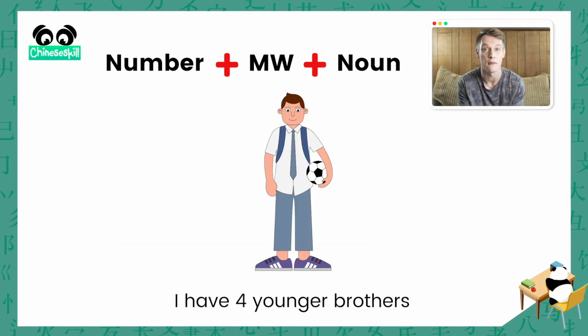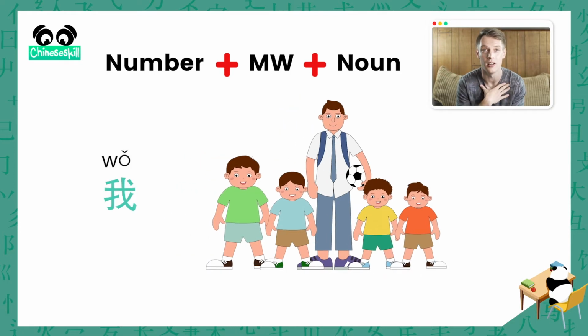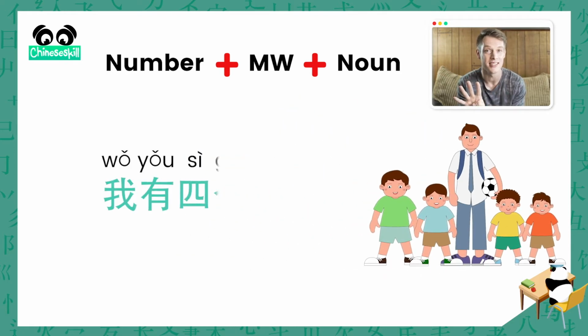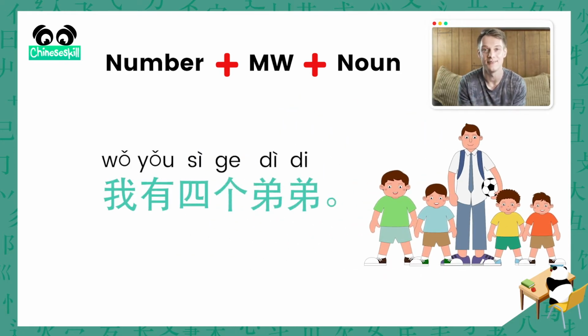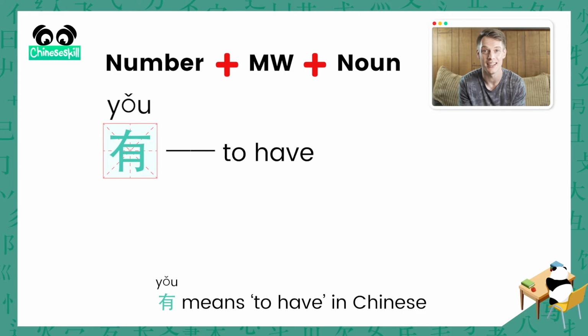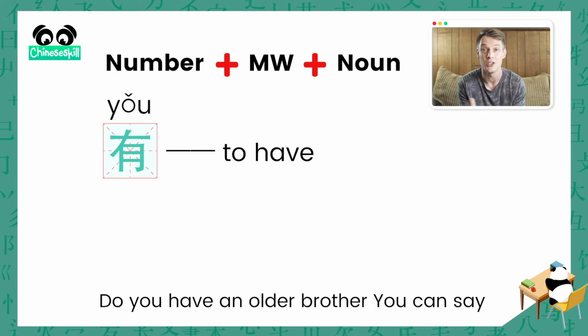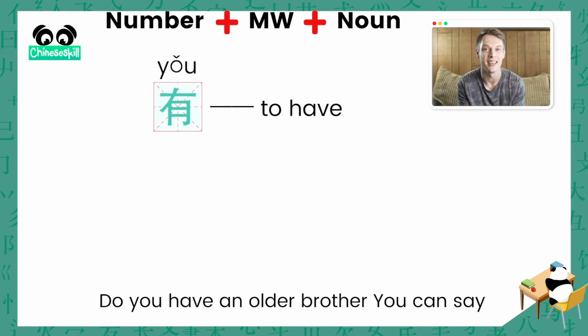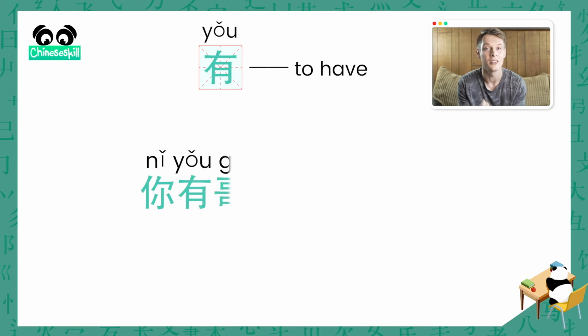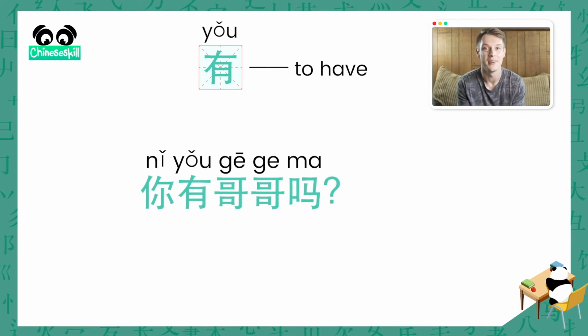Now that we know the basic structure for describing quantity of nouns, we can apply this to form simple sentences like, I have 4 younger brothers. 我有4个弟弟。有 means to have in Chinese. So if you wanted to ask someone, do you have an older brother? You could say, 你有哥哥吗?